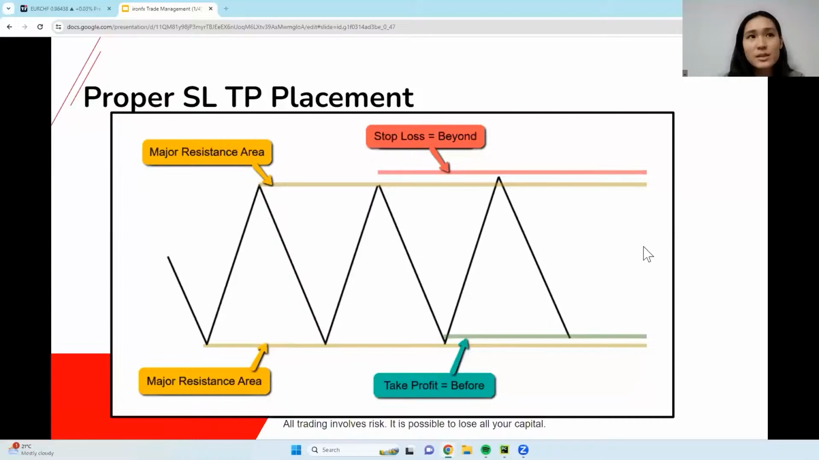But this is typically the proper stop loss and take profit placement that we recommend to ensure you maximize your wins and minimize your losses. So your stop loss should always be placed beyond any confluence area, while take profit should be placed before. But we'll go through a couple more examples over here.